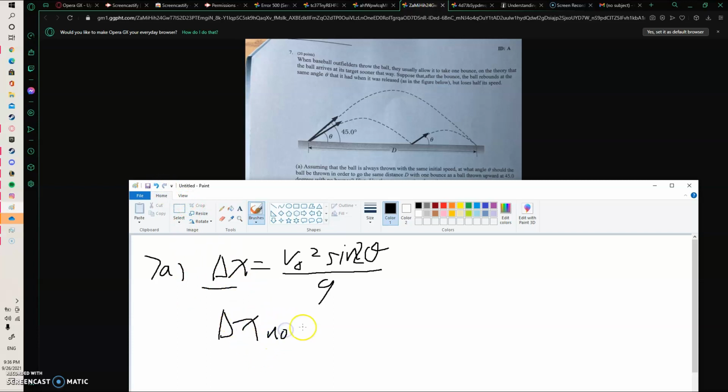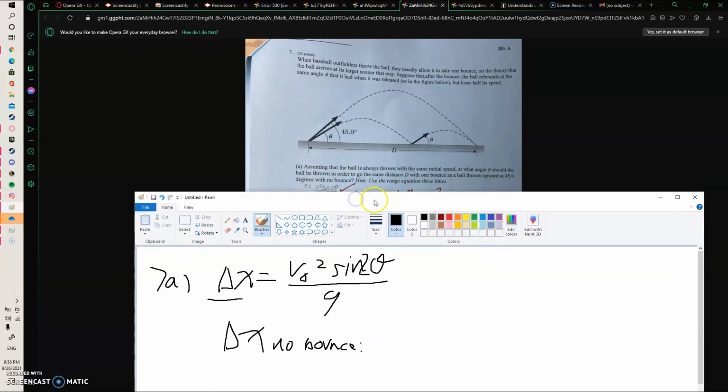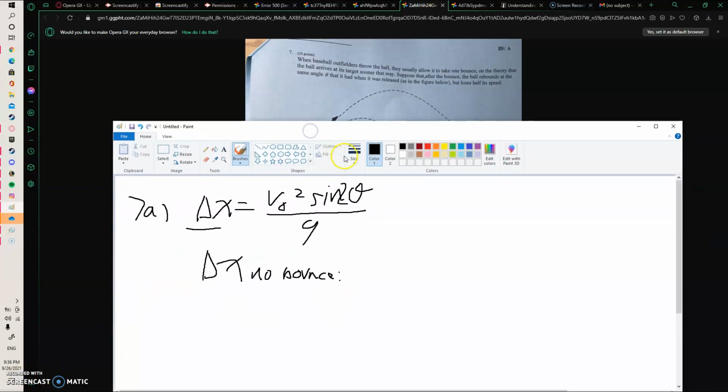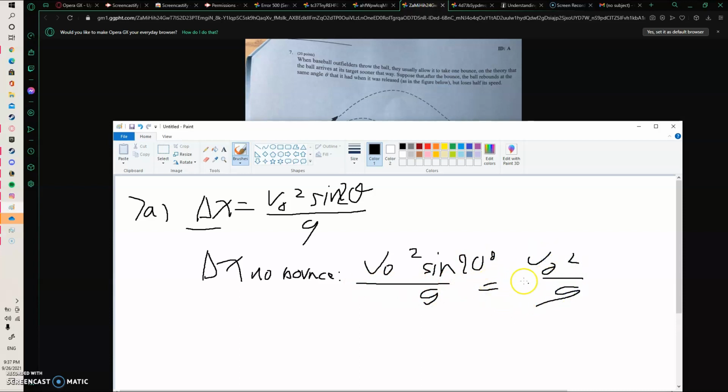I'm going to write no bounce here because we're just calculating the delta x for when it doesn't bounce, and that will get VO squared sine 90 degrees over g, and then we can cancel this out. We get VO squared over g because this is equal to 1.